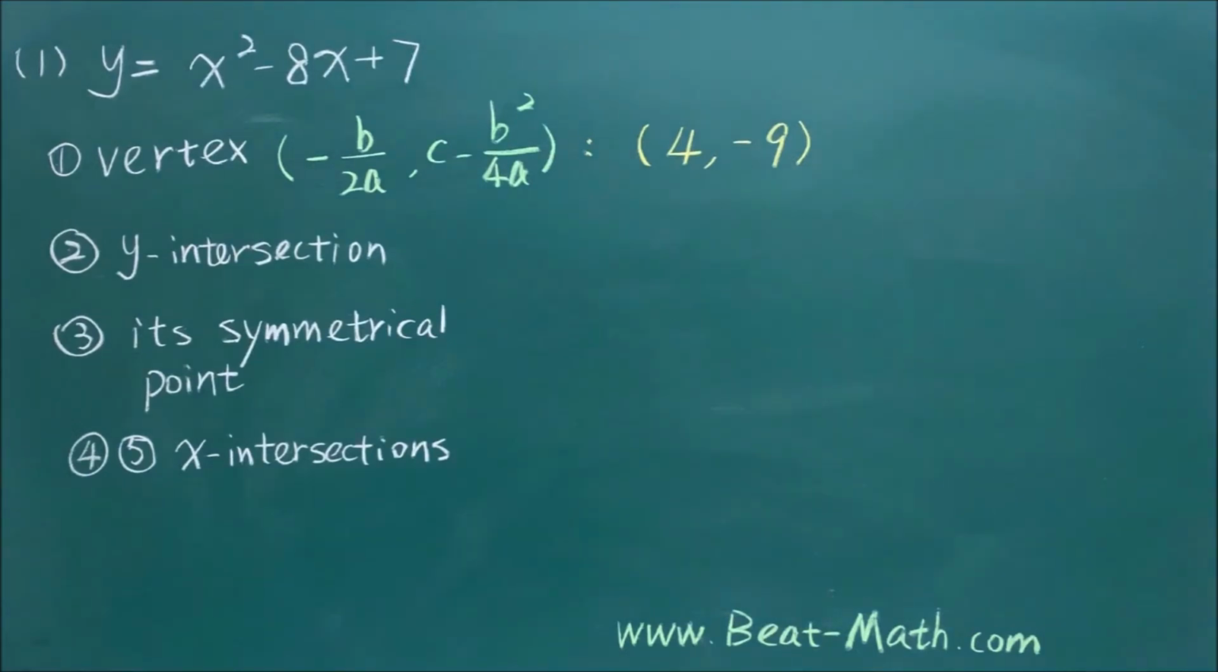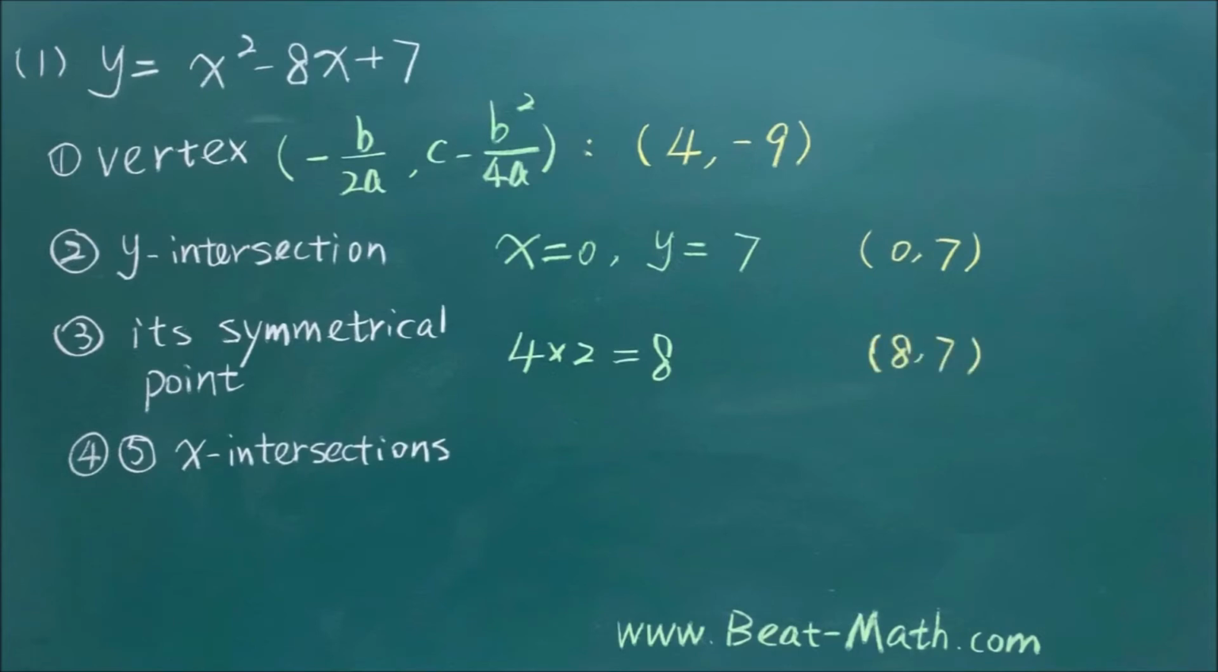Now the question is, when does the parabola have a y-intersection? The answer is when x equals 0. Here, y equals 7 when x equals 0. So we get the y-intersection (0, 7). The symmetric point of the y-intersection has the same y-coordinate, in this case 7. Its x-coordinate is double the x-coordinate of the vertex, that's 8. So we get the symmetric point (8, 7).